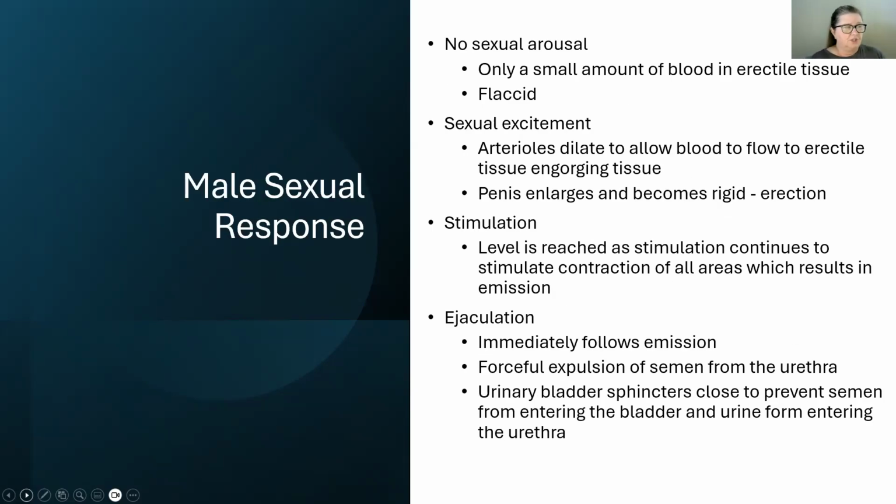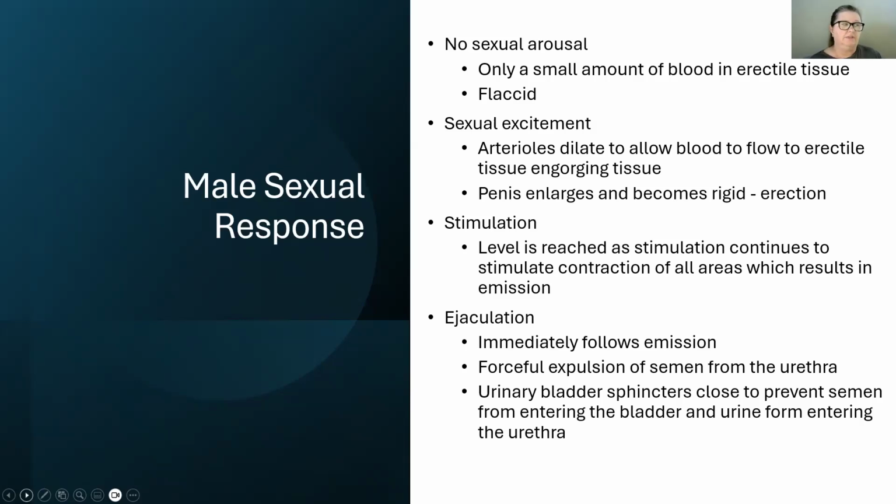As far as sexual response goes, if there's no sexual arousal happening, so guys just hanging out, not doing anything, there's only small amounts of blood in the erectile tissue, so the penis appears flaccid. When sexual excitement occurs, the arterioles, or these small arteries that let blood flow into that area, dilate to allow more blood to flow into the erectile tissue, which engorges the tissue. And then the penis enlarges and becomes rigid, or achieves what we know to be an erection.